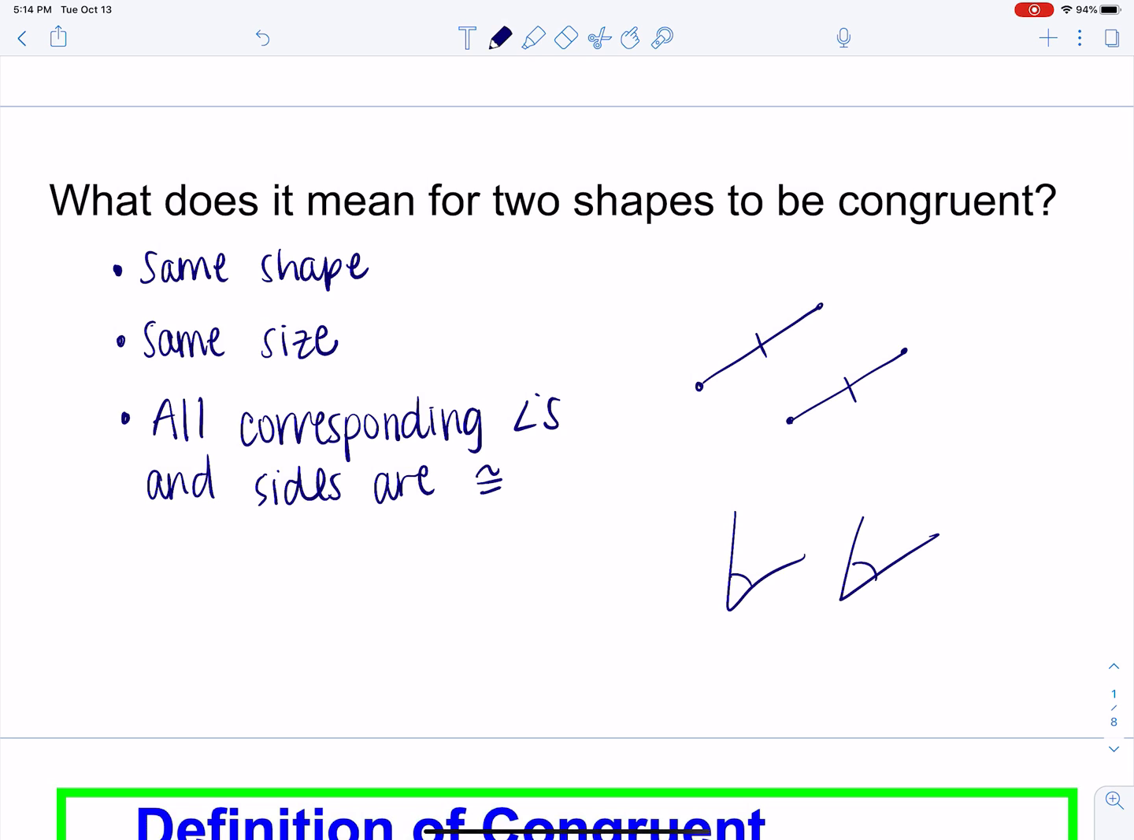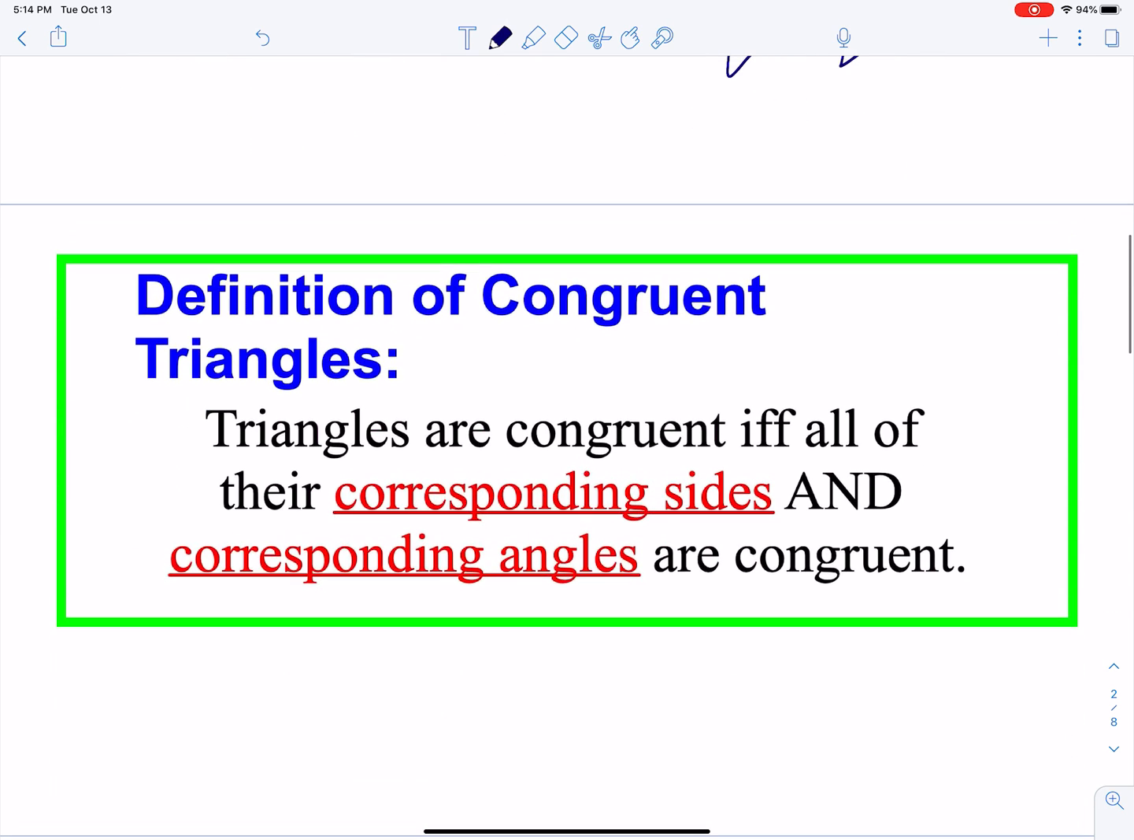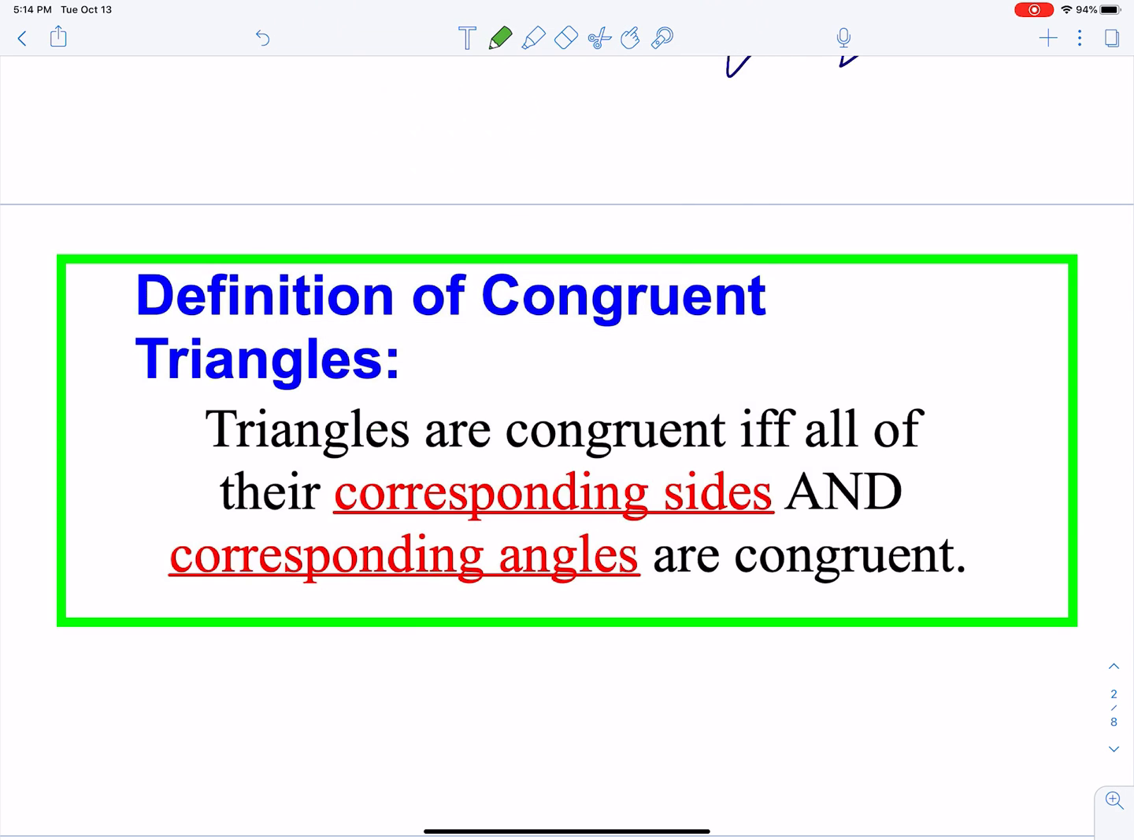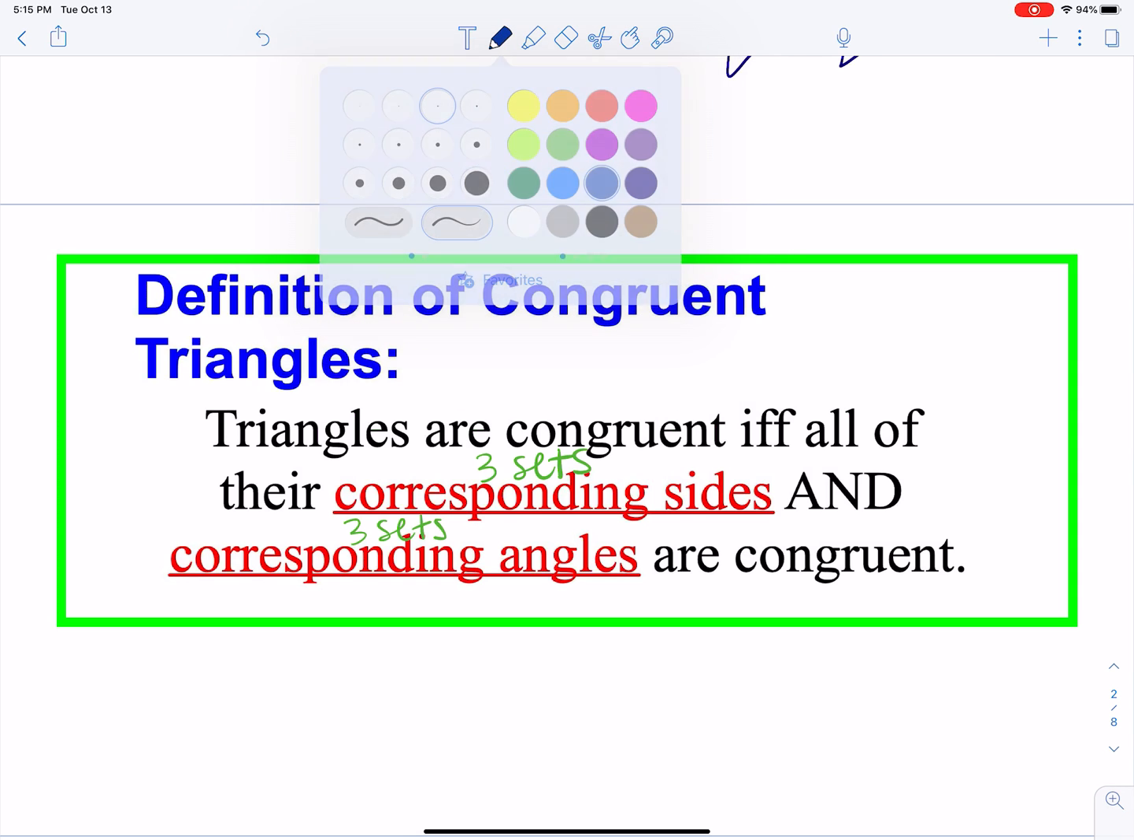And so that's where we get our definition of congruent triangles. Triangles are congruent if and only if all of their corresponding sides and corresponding angles are congruent. With triangles specifically, we know they have 3 sets of sides and 3 sets of angles. And so that just gives us a goal of what we have to prove are congruent later on.